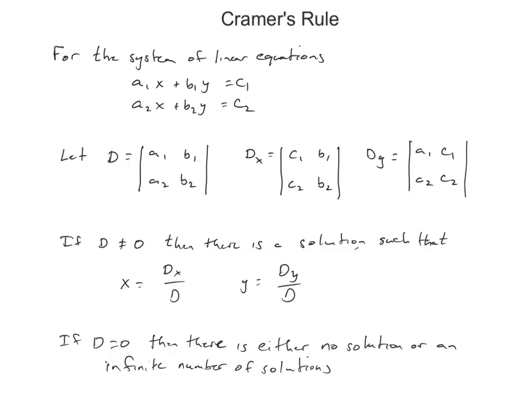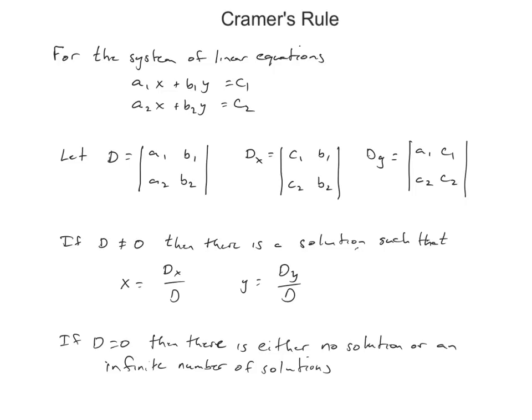Now, if D equals 0, clearly you'll notice that we would end up with a division by 0 if we tried to do this. So in that situation, there's no solution or an infinite number of solutions. We're not able to determine which. Still, our only way to determine if we have an infinite number of solutions and to come up with a form of those solutions is through putting the matrix into reduced row echelon form.